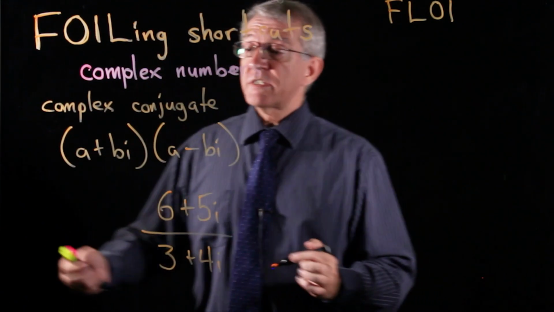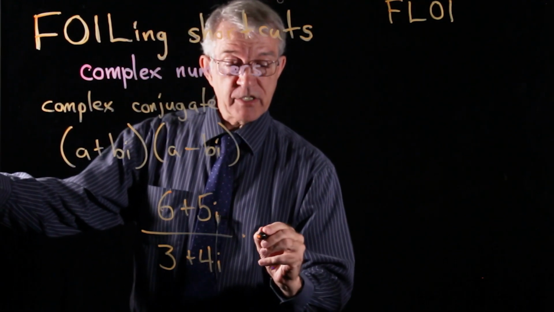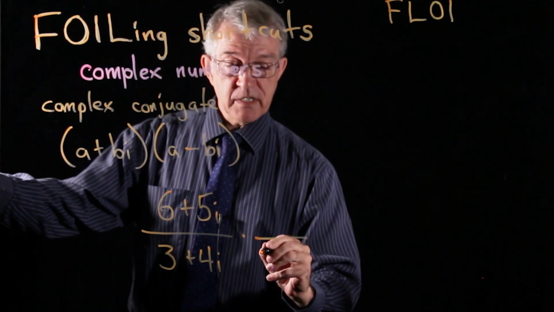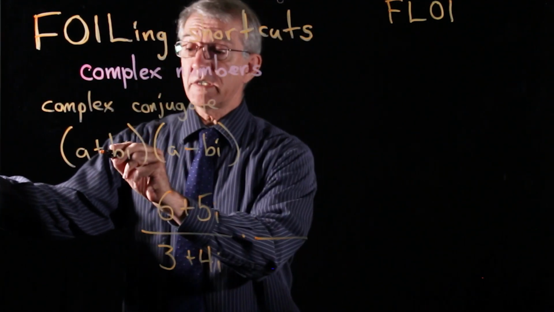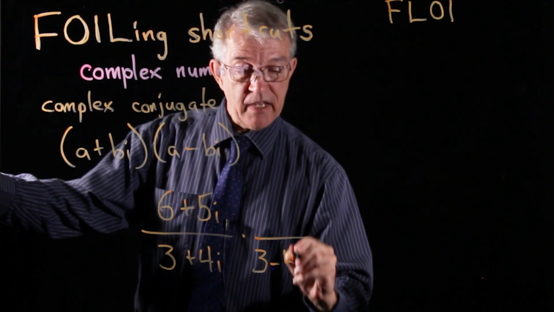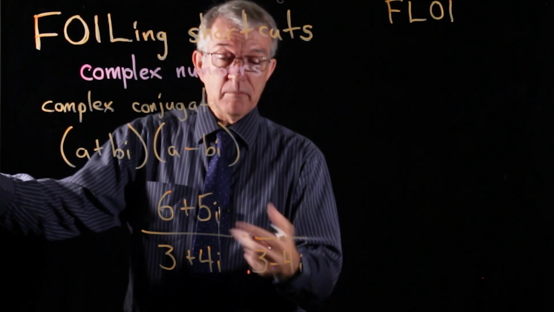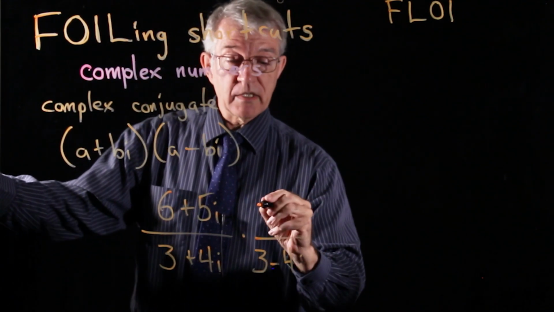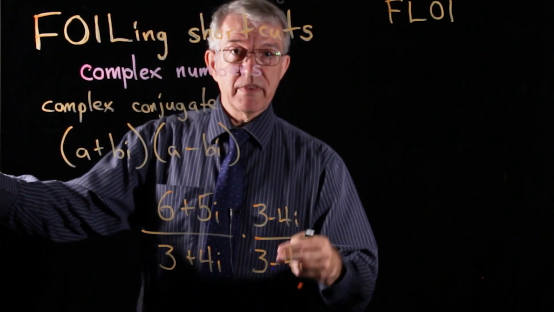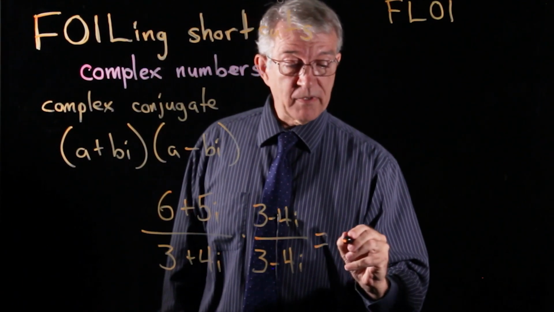So the secret here is look at the bottom of the fraction, and whatever it is, write its complex conjugate. So here's a plus. I'm changing the plus to a minus. 3 plus 4i turns into 3 minus 4i. And then, to be fair, if we're doing something to the bottom of this fraction, we need to do the same thing to the top of the fraction. So we're multiplying by this over this. We're multiplying by 1. We're not changing the value, but we are greatly simplifying it.